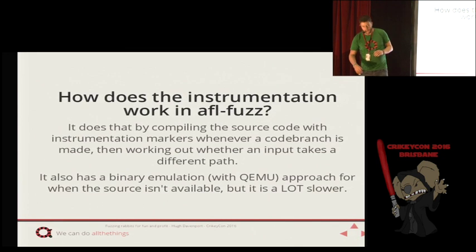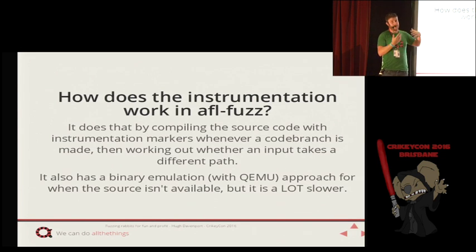So how does that all work? Basically, we compile the source code, and yeah, I just said all that, oh well. But there's also another mode, so if you don't have the source code, which for some applications you might not, you can use a binary emulation. It basically uses QEMU emulation of whatever application you're running, and you can do similar things.